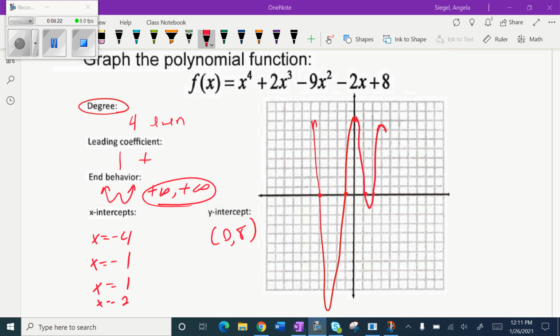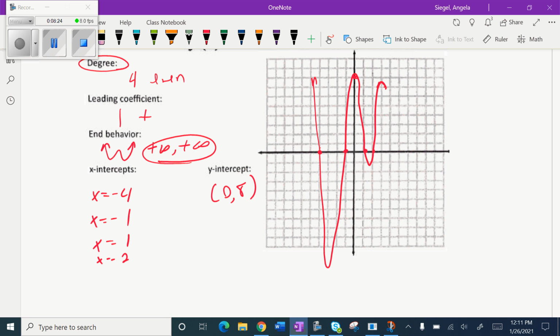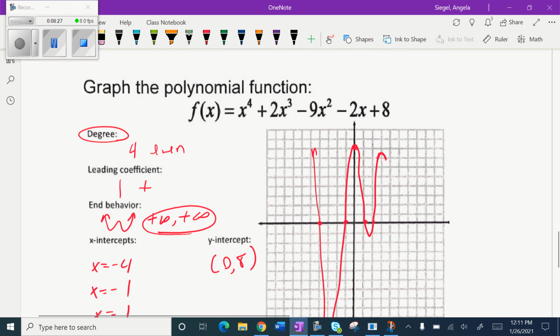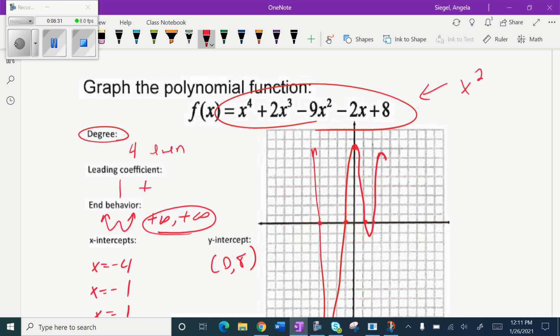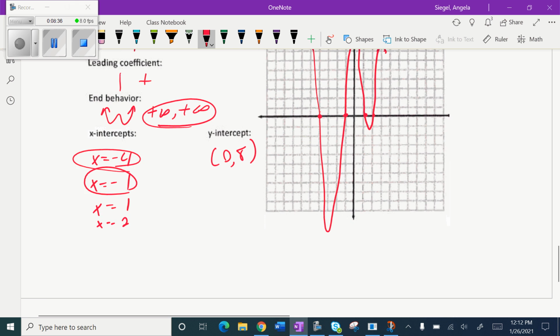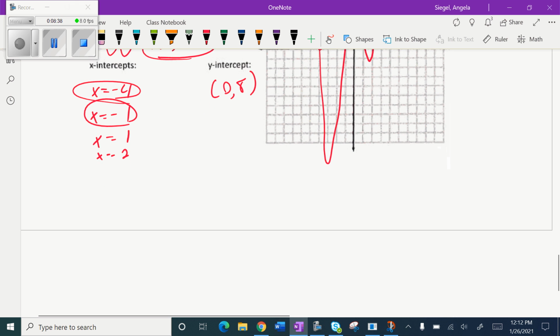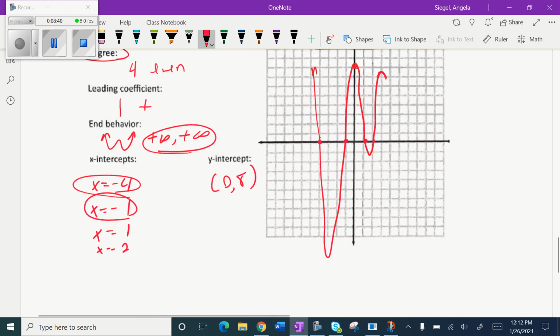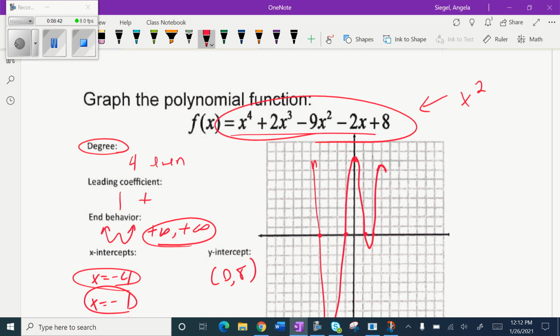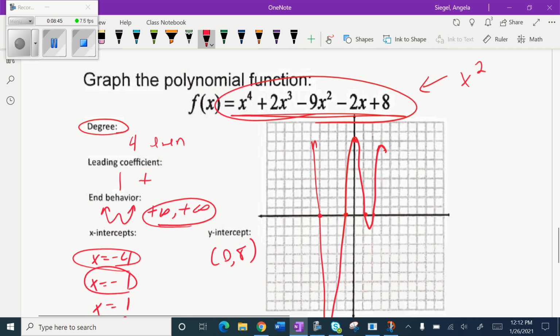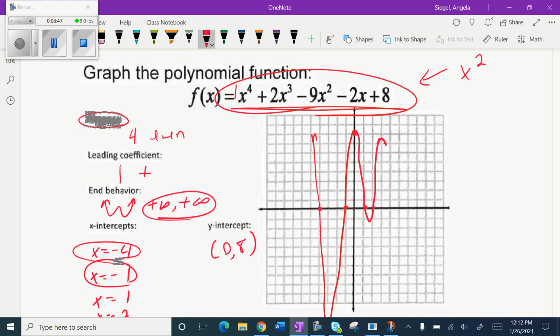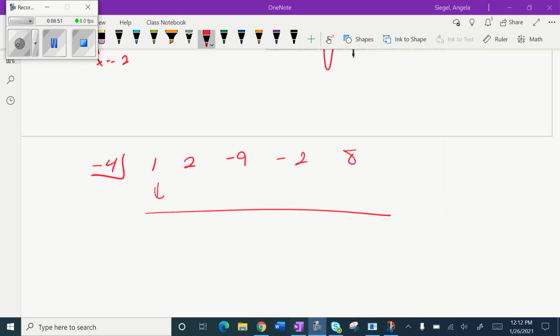Now I'm going to teach you how to use technology, how to use Desmos, to figure out how to factor this. Our goal is to break it down to an x squared. I'm just going to use one of these zeros, it doesn't matter, and I'm going to do synthetic division. I'll do -4. So we're going to put -4 in the box, and then we are going to use these coefficients to do synthetic division: 1, 2, -9, -2, 8. Okay, let's go ahead and do that.